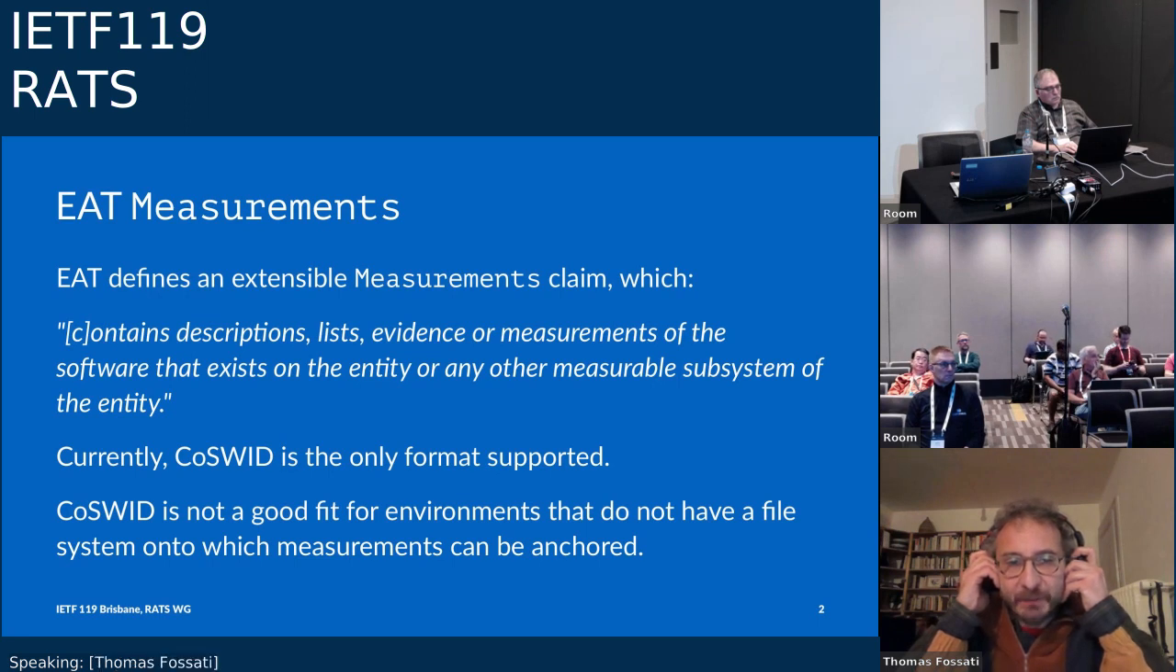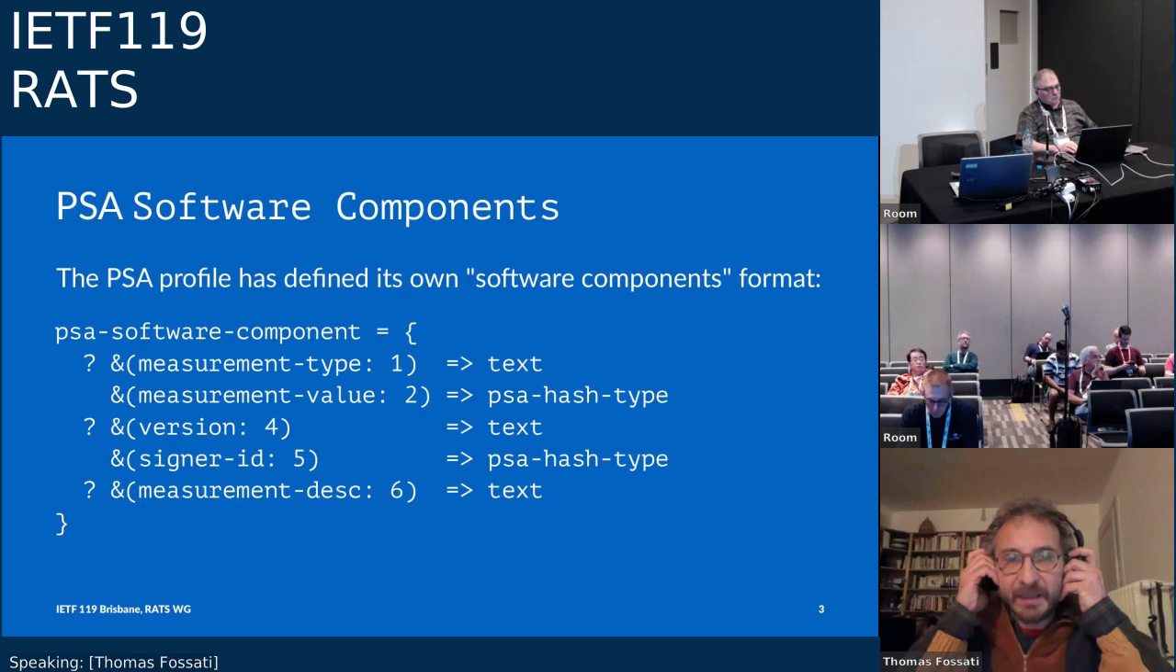Yes, we tried with COSWID, but we didn't find it a very good fit for environments like early boot, where you don't have a file system onto which you can anchor your measurements. Next, please. So we defined our own thing, which is the PSA software components, a claim that we define in the PSA profile. It does without a file system object and creates a compound claim that describes a digest alongside some metadata, including the name and version of the software components and other information like who signed the update. Next, please.